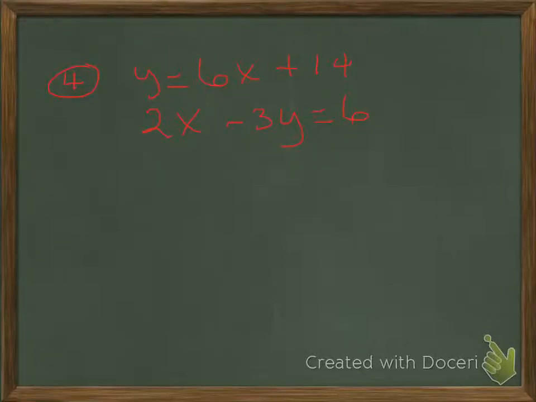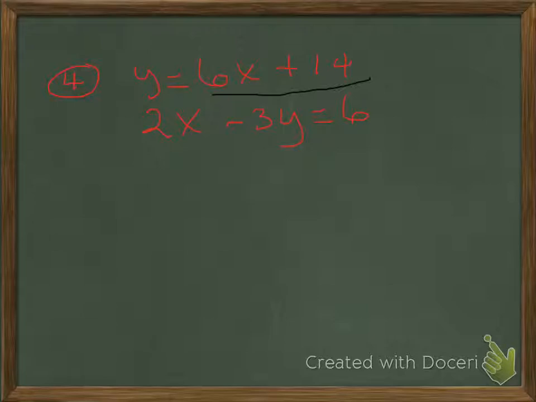Okay, it should be a little bit more clear. So what variable is isolated by itself on one side of the equal sign? We know that variable is the y. So it's saying that y equals all of this here.